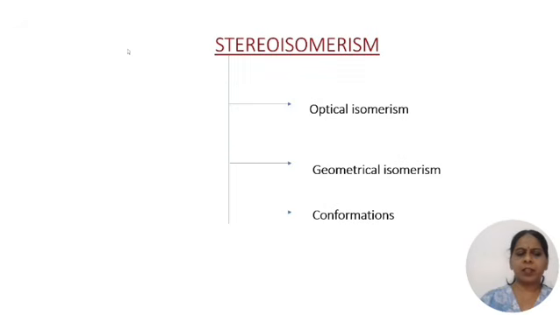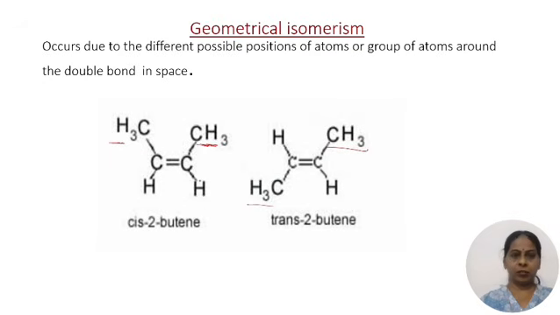Now stereoisomerism. Stereoisomerism is a type of isomerism in which the compounds have the same molecular formula and the same bonding between the atoms in their structure, but the three-dimensional arrangement of atoms is different. Again, it is classified into three categories: optical isomerism, geometrical isomerism, and conformation.